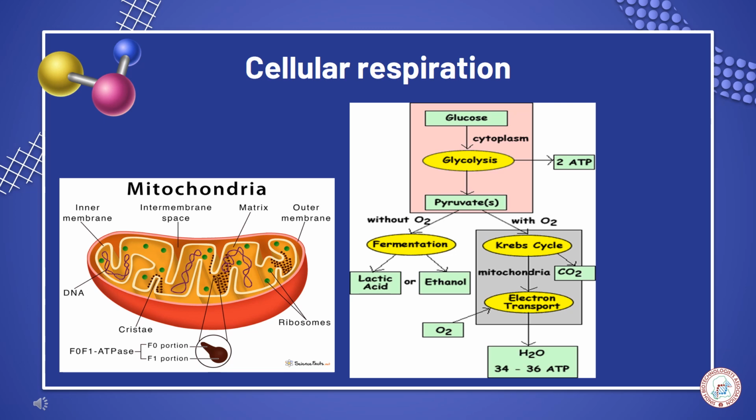Depending upon the availability of oxygen, if oxygen is present inside the cell, that pyruvate will undergo the TCA cycle or Krebs cycle in the mitochondria, and then the electron transport chain, and finally it gives us 34 to 36 ATP in the presence of oxygen. So basically this is aerobic respiration. On the other side, as you can see in this flowchart, if oxygen is not present and the condition is anaerobic, that pyruvate will be converted into lactic acid or ethanol via a process known as fermentation.